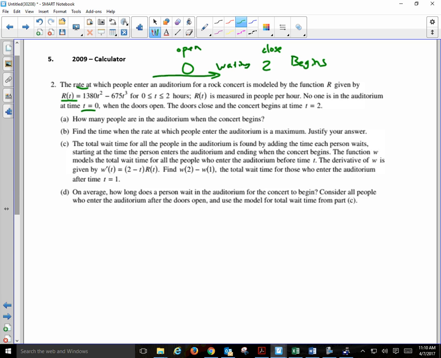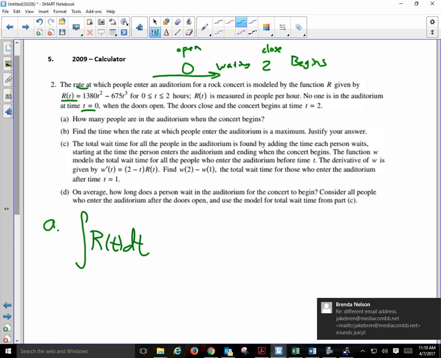A lot of people would say 0, but it's not. The concert doesn't begin at time 0. The concert begins at time 2. So how do we figure out the total number of people that gather during that time? We're collecting. So your integral shows that collection. Anytime we take the integral of a rate function, it's going to show that full collection. So the integral of r of t dt. And what is the time period at which we're gathering those people?